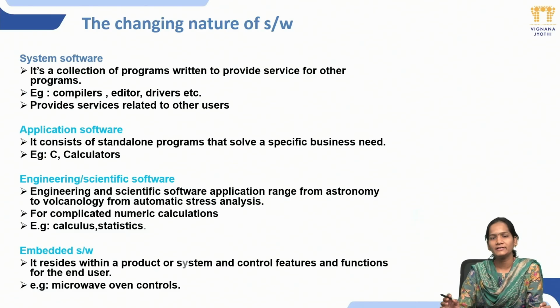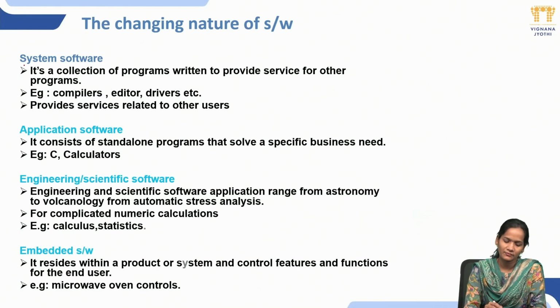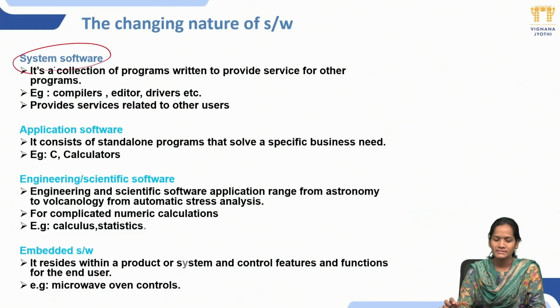See, till now we discussed the definition of software, the dual role of software, and the characteristics of software. And now, what is the nature? It depends on the nature, time and place. The nature of the software will change. So there are different natures we have. The first one is system software. It is a collection of programs written to provide service for other programs.